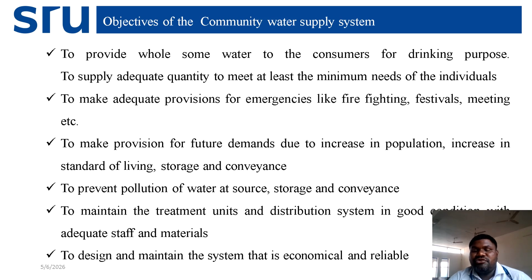So what are the objectives of community water supply? What are the main objectives? The first objective is to provide quality, that is wholesome, water to the consumer for drinking purposes, and to supply adequate quantity to meet at least the minimum needs of individuals.